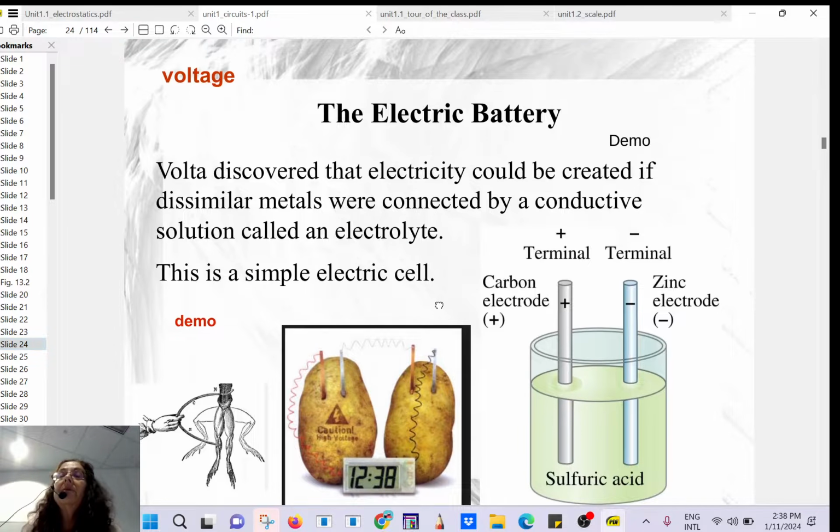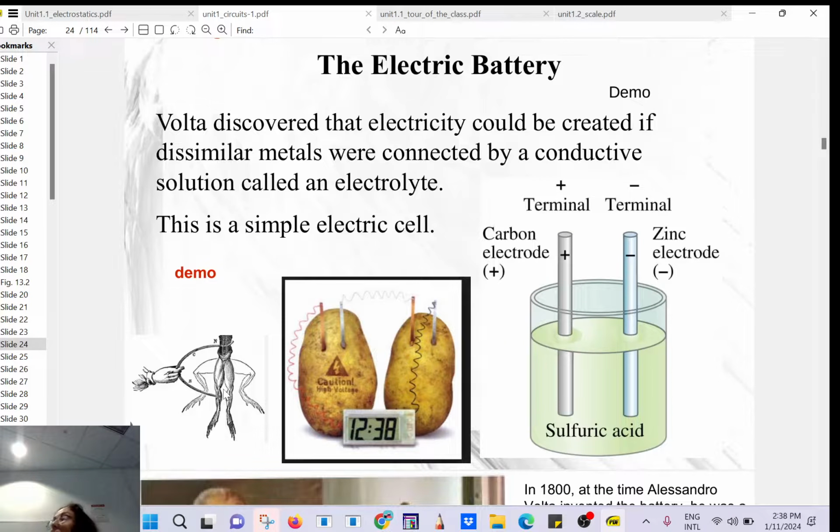Okay, so remember the experiment by, I don't know if, okay, I have to do this.